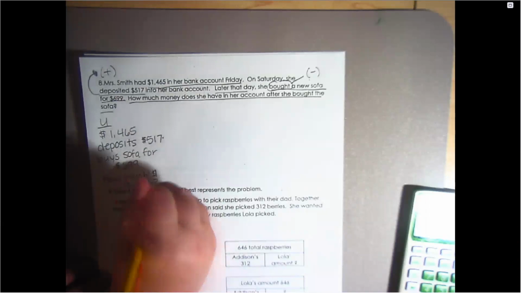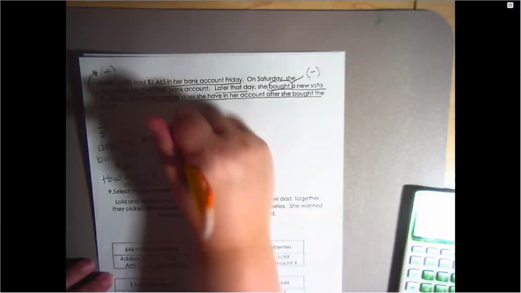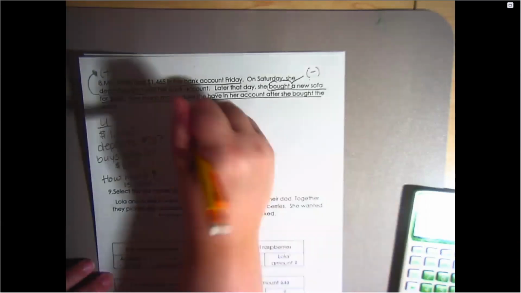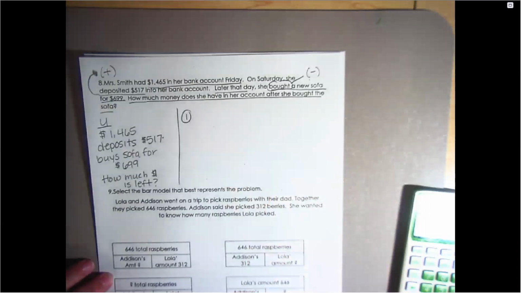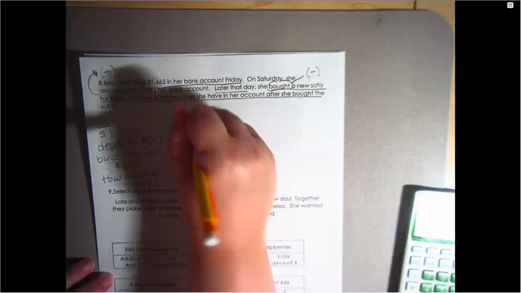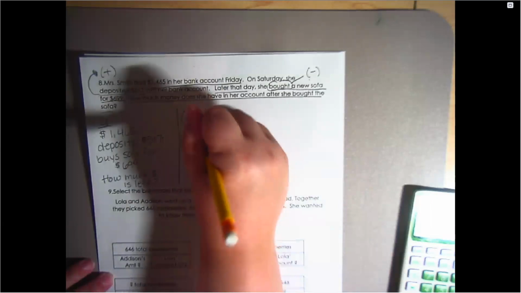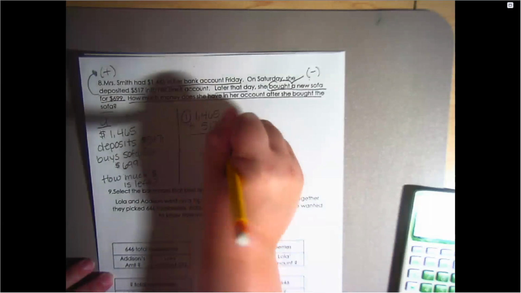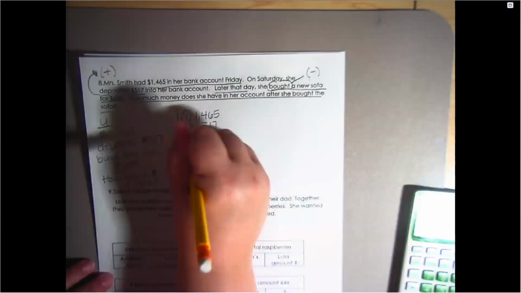Okay, so my plan, first thing I need to do is I need to take what she had in the bank and add it to the money she deposited. So first thing I'm going to do is take 1,465 and I'm going to add 517. Okay, and I'm going to get a total. We'll just call this question mark.